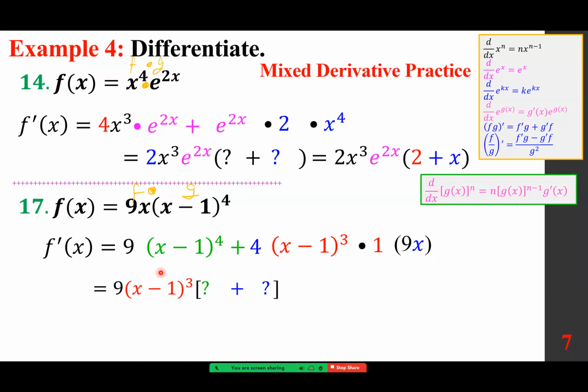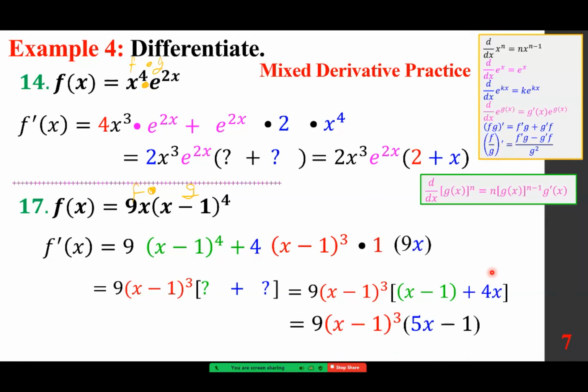So what happens? From here, if we divide it by this piece, we get x minus 1. From here, if I divide it by this piece, this goes away, 9 goes away, 4 is left, and so is x. So the second piece gives me 4x. And obviously x and 4x add up to 5x. And that's the final answer, everybody.